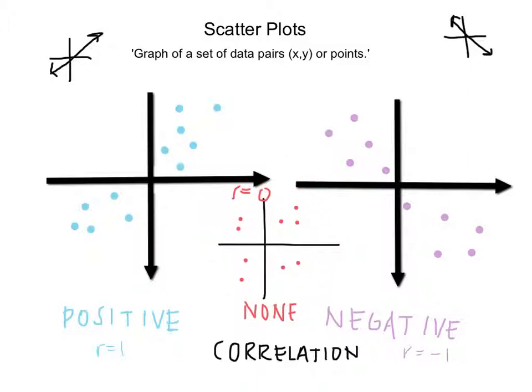And we can assign a number to each of these correlations. So a positive correlation would have r equal 1. R is the value of the correlation, whereas a negative correlation would have r equals -1. This sounds familiar to slope, and yes, they are related. And no correlation would have r equals 0.